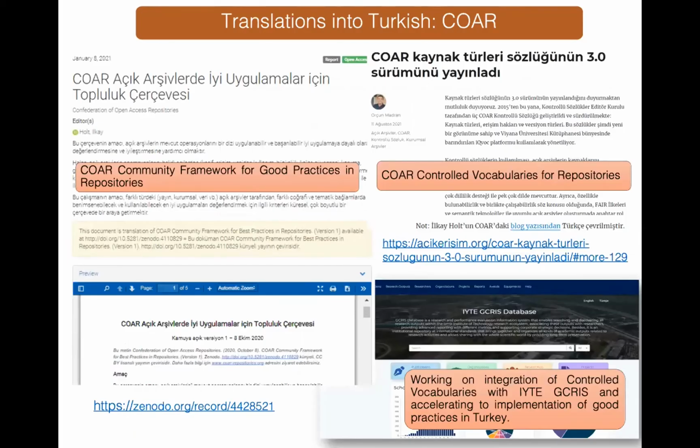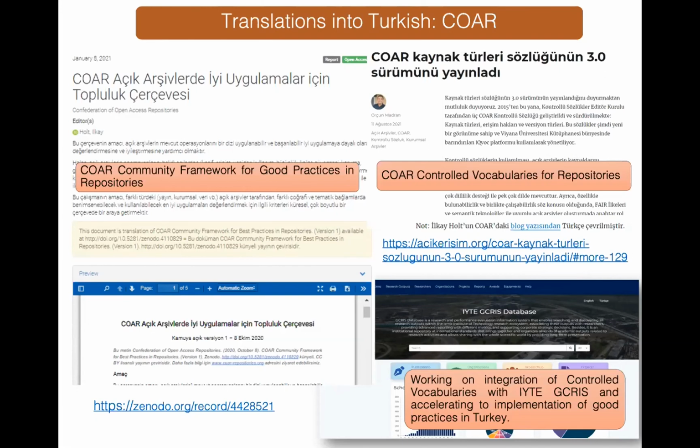Also, as I mentioned before, I'm very happy to be part of COAR. We always try to be involved in COAR's work. We are the first COAR member institution in Turkey. We translated the COAR Community Framework for Good Practice in Repositories, and sent this document to all the Turkish community and repository managers. By the way, I thank Ilkay, because she translated it into Turkish.